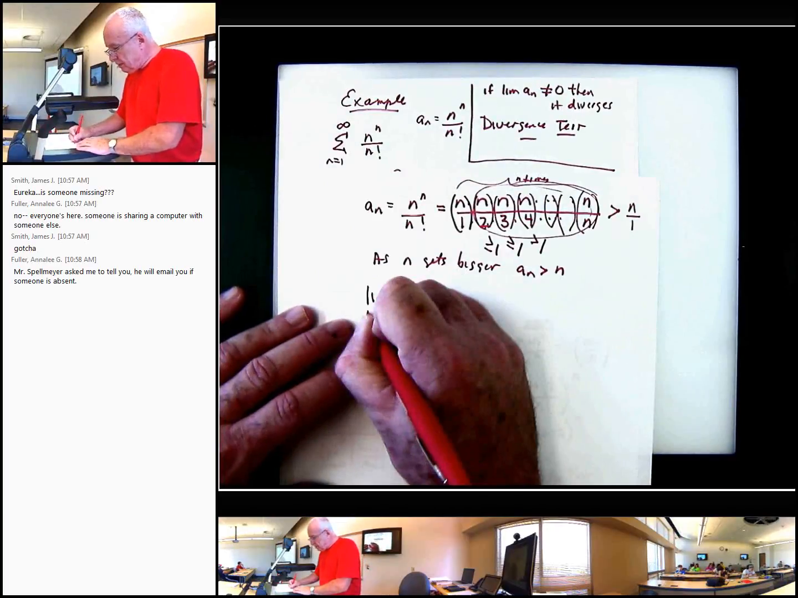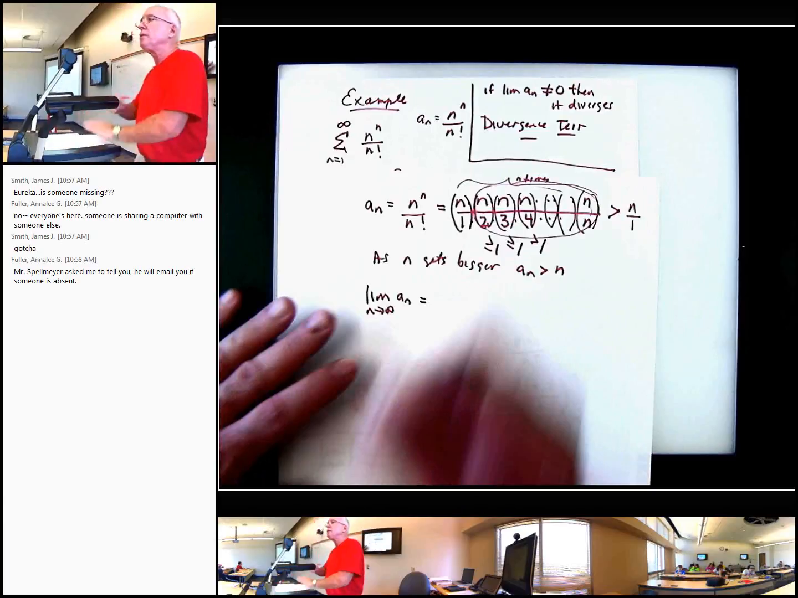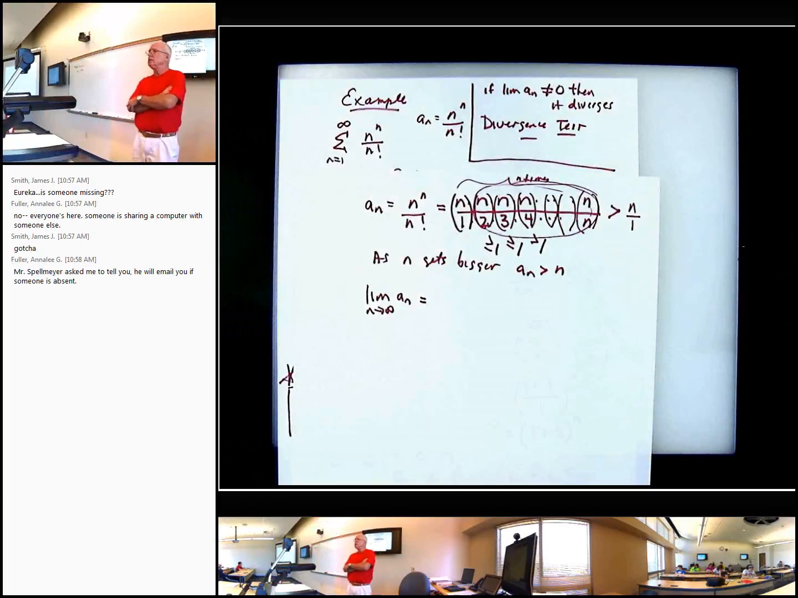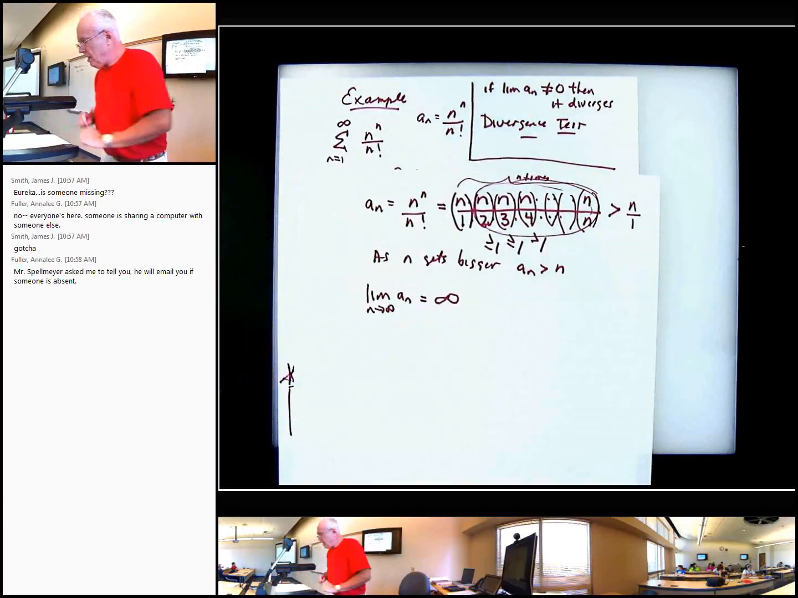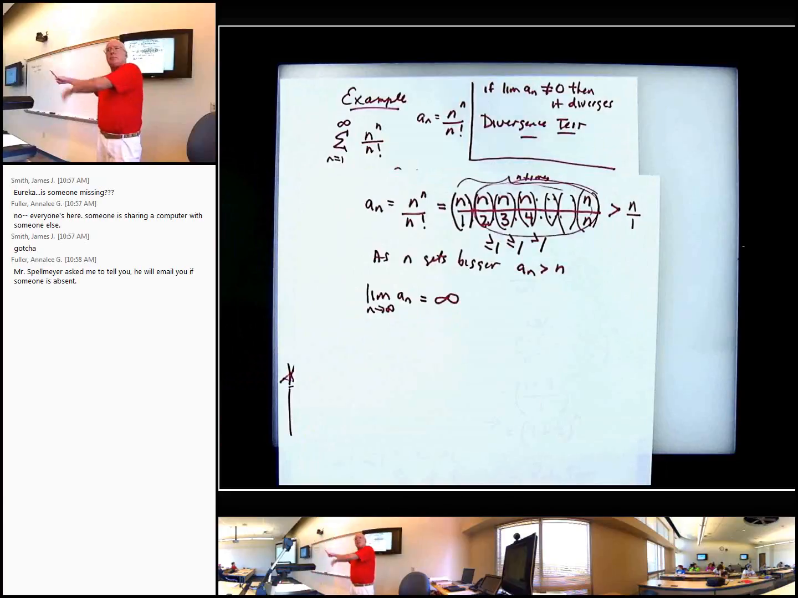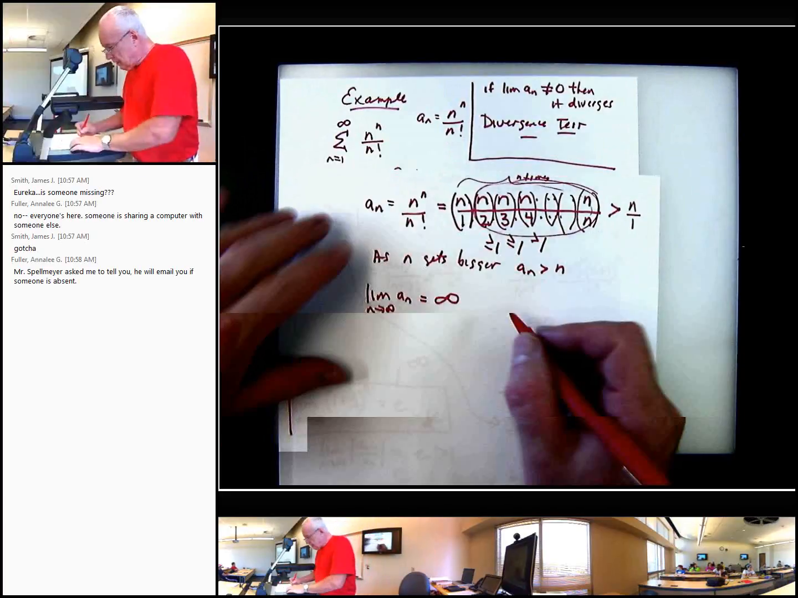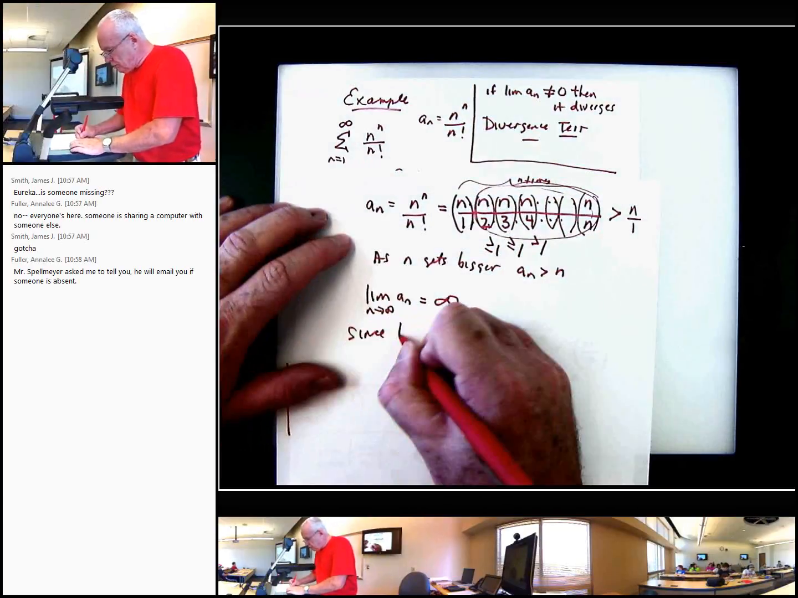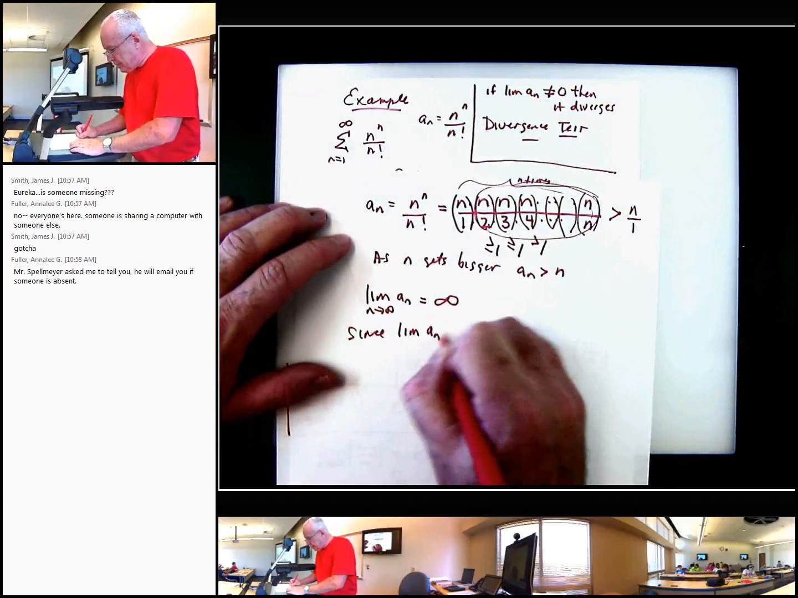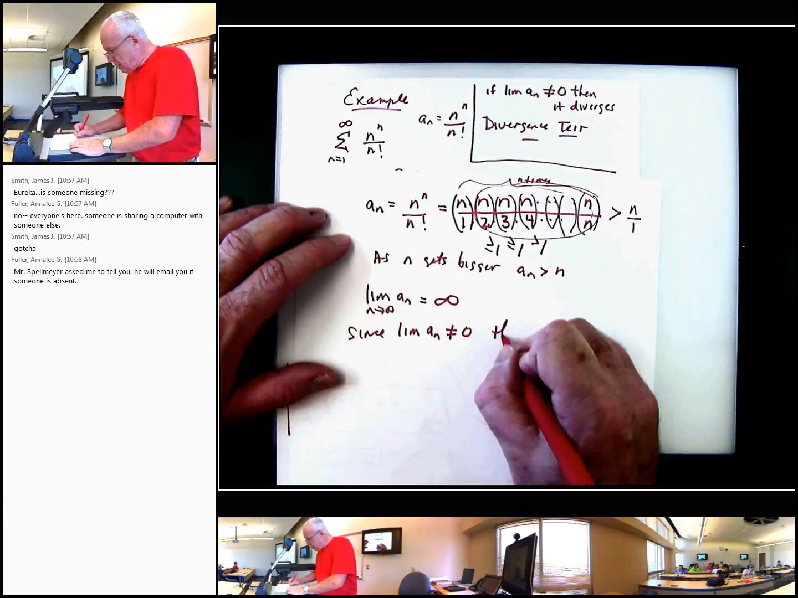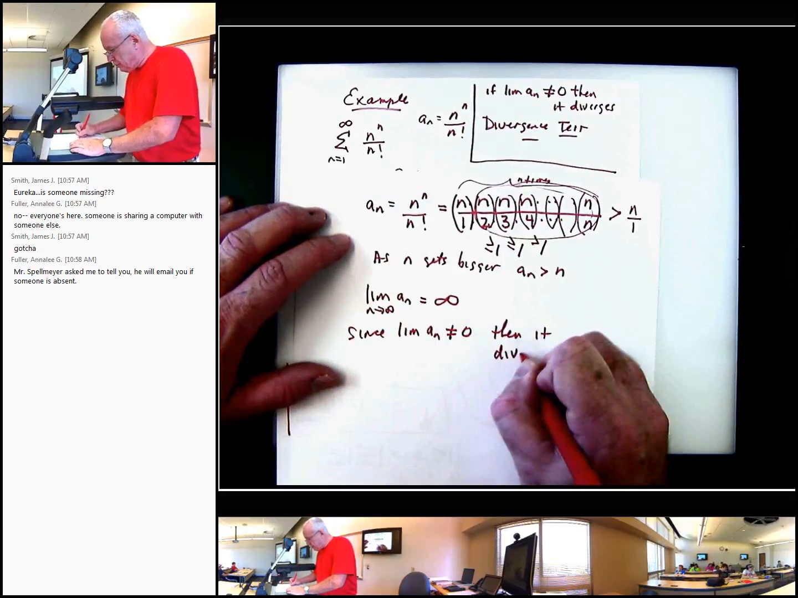So what would be the limit of a sub n as n goes to infinity? What could it be? If that individual term a sub n is bigger than any of these numbers n, it has to be infinity. That's all it can be. Those a sub n's are going to get bigger and bigger because they're each bigger than the individual n's. So therefore, just using the divergence test, since the limit of a sub n doesn't equal 0, I can say it diverges by the divergence test.